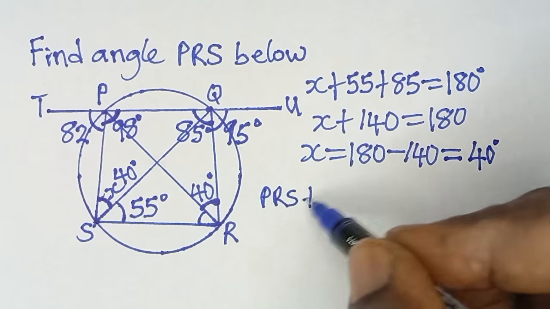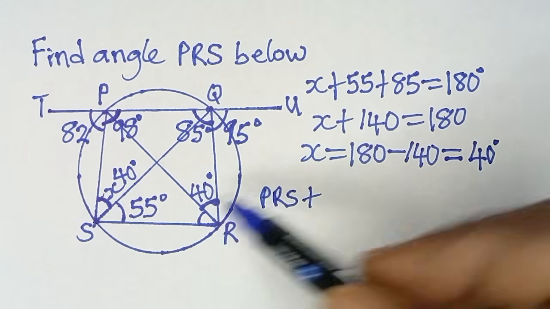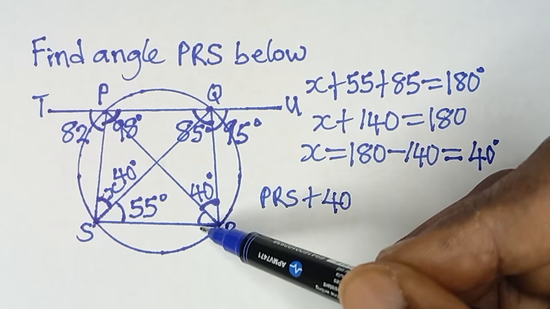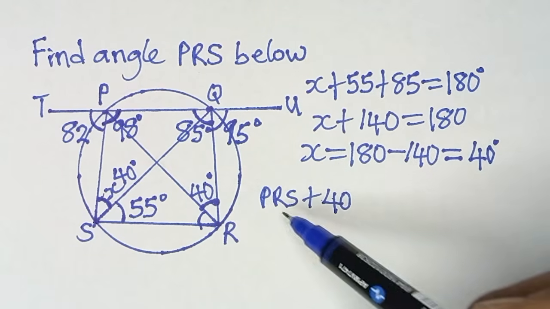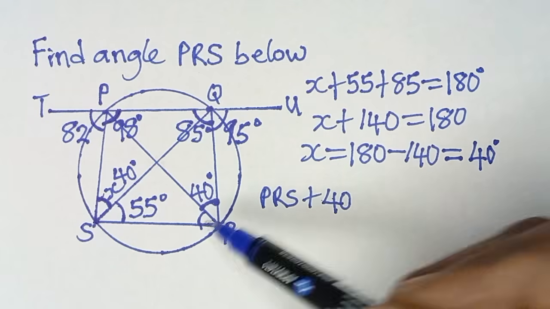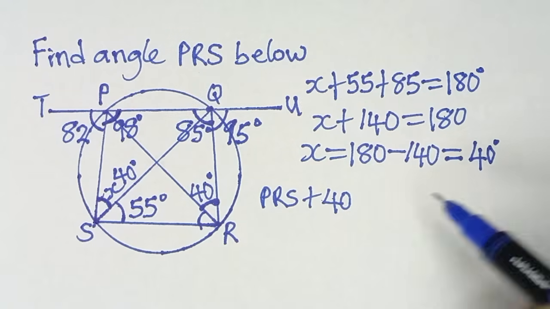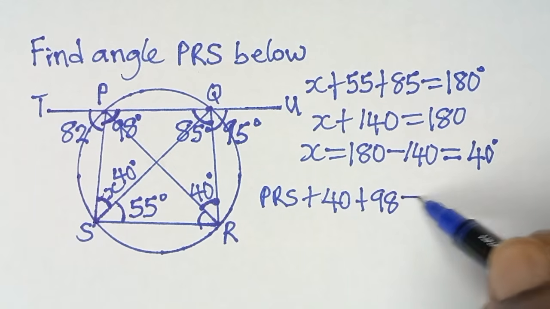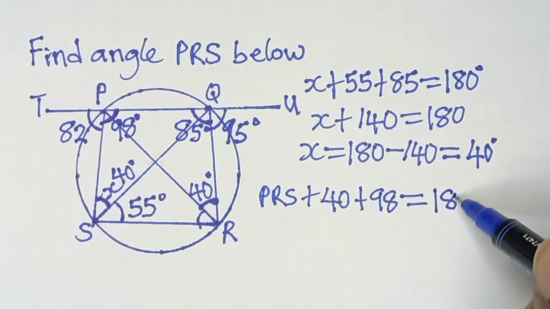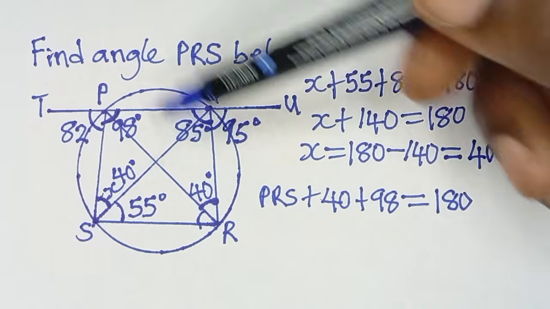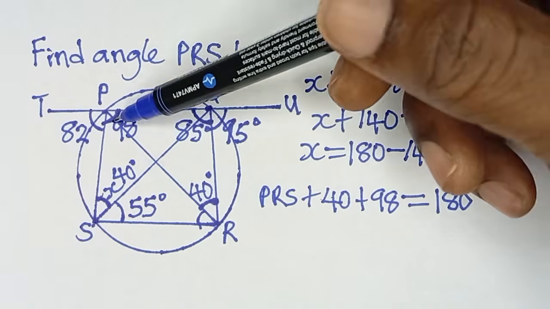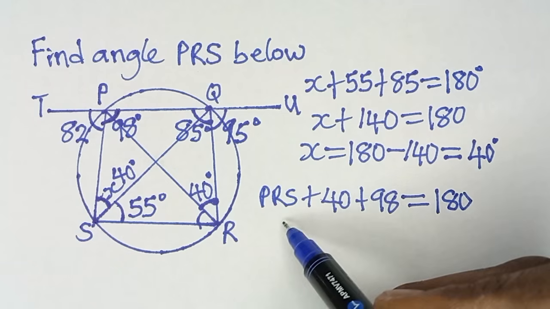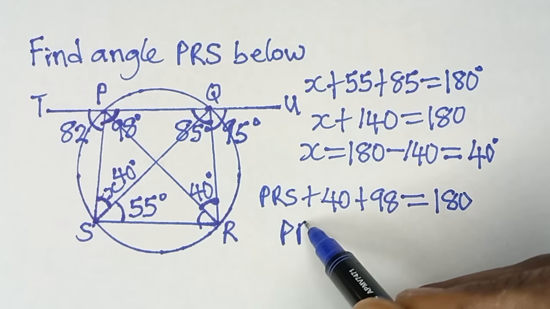So I can simply say angle PRS plus 40, which is the whole of this angle now. So the whole of this angle is PRS plus 40. This is one angle, and then its opposite angle is 98. So I say plus 98. And everything should be equal to 180. And what is the reason? The opposite angles of a cyclic quadrilateral are supplementary. So from there, we can find the value of PRS that we are asked to look for.